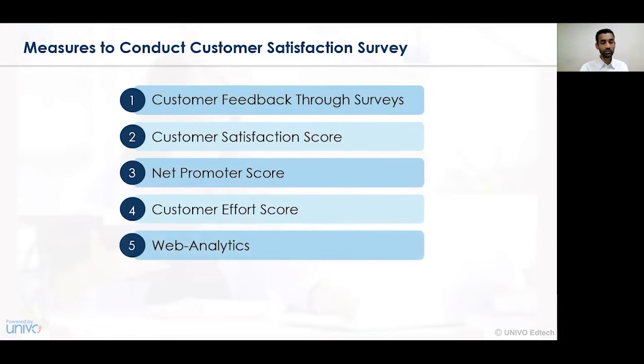The fifth measure to conduct the customer satisfaction survey is web analytics. On the basis of various web analytics, the customer survey analysis can be undertaken for a certain product. The sixth measure is social media metrics, that is, the performance of the product or the services on social media platforms. On that basis, the social media metrics can be undertaken.